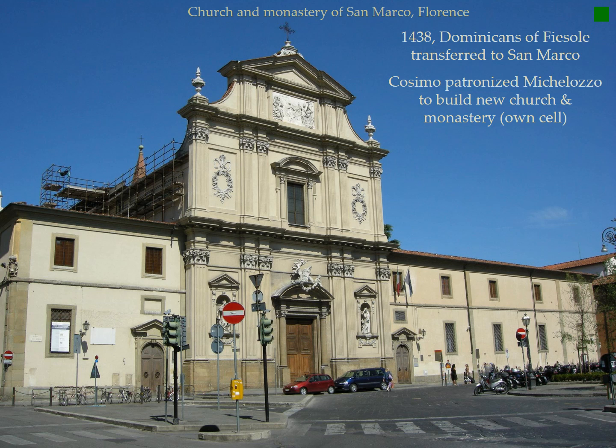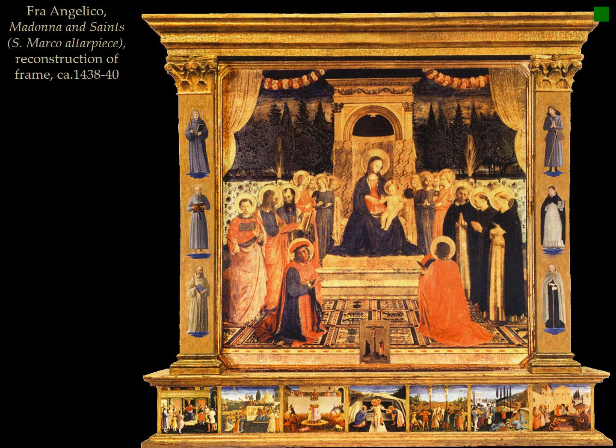Now in 1438, the Dominicans from Fiesole transferred here to San Marco, and Cosimo is going to patronize Michelozzo, the architect, to build a new church and a monastery with his own very cell, showing how penitent he was for the money the Medici had made, and in so doing, ensuring that the Florentines knew he was a pious ruler. The high altarpiece for the church here attached to it would be the Madonna and Saints of San Marco. This is a reconstruction as the frame has been dismantled.